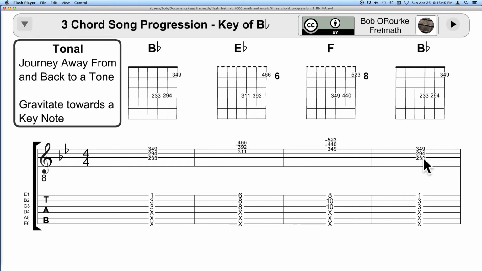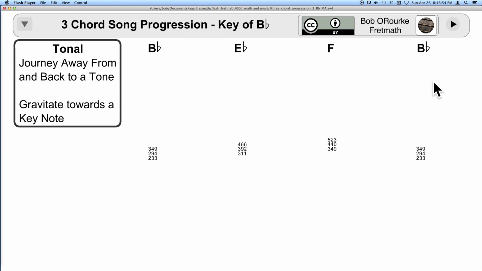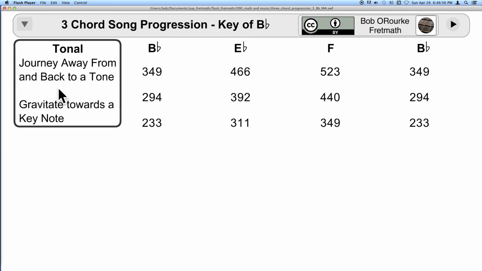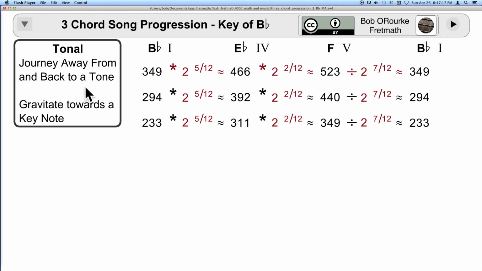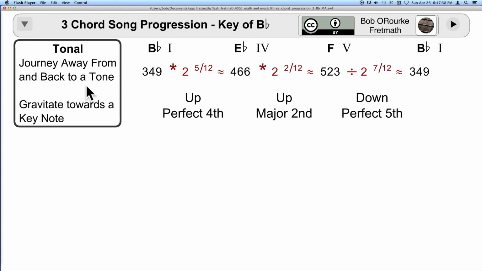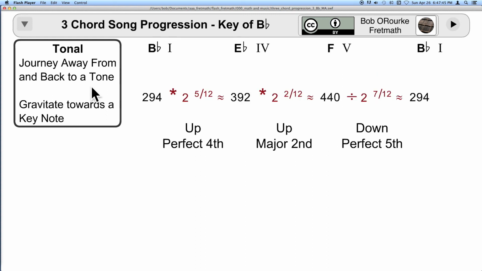The same frequencies on the musical staff. Enlarged so you can read them. Chord names and key relations. Here's the mathematical relations. And here, the mathematical and musical relations are shown for each of the 3 notes of each of the triads.